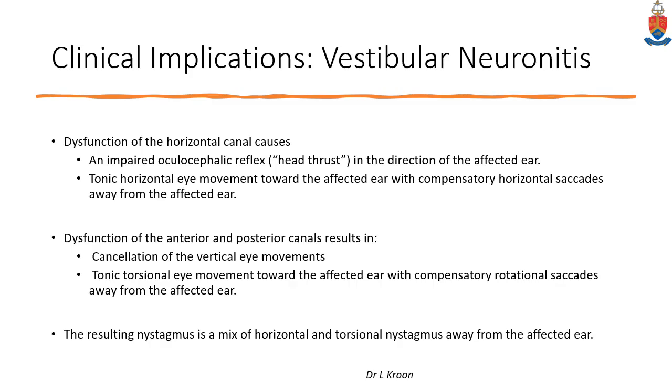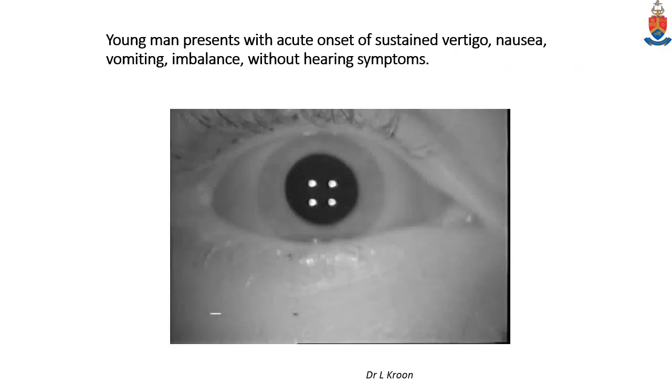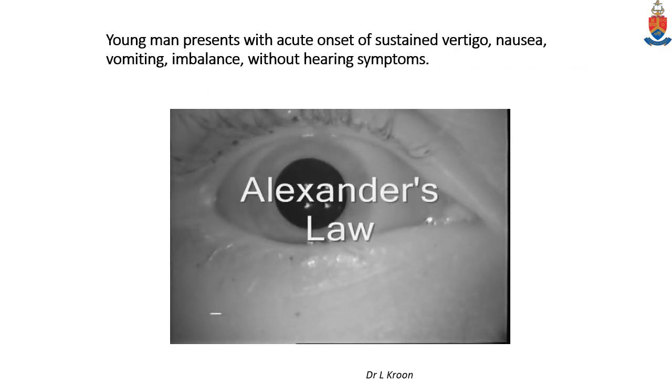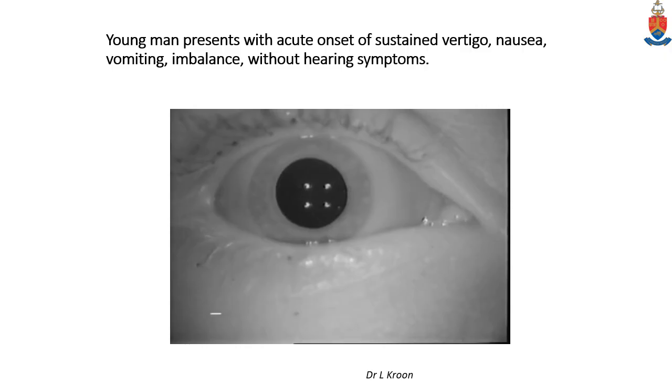So what is the story behind this nystagmus, or why is the nystagmus like that? Well, you'll get a beating phase due to the horizontal canal dysfunction, and you'll get a torsional phase due to the anterior and posterior canals that are involved. So basically, let's say you have a right vestibular neuritis.